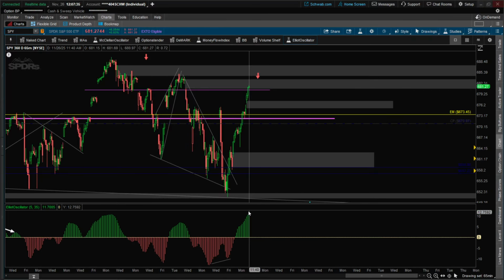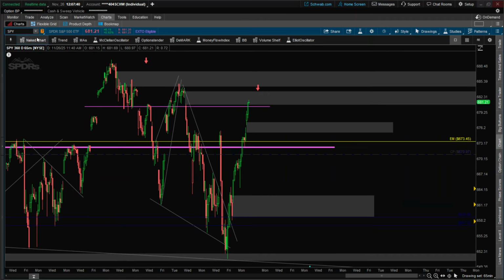All right, the LA Oscillator getting up there. No real setup off that, though. There's no negative divergence or anything.